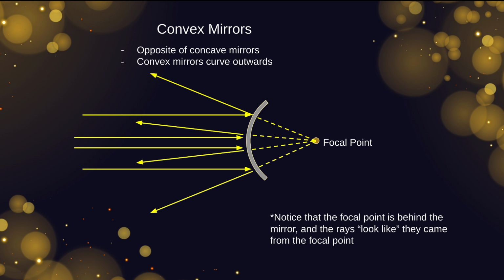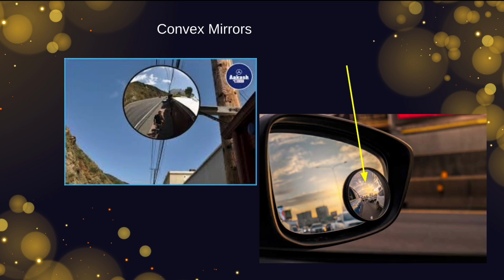This makes it useful for seeing large areas behind and around you. We can see convex mirrors in our daily lives like surveillance mirrors and in some rear view mirrors to help drivers and people see around corners and in wider areas.